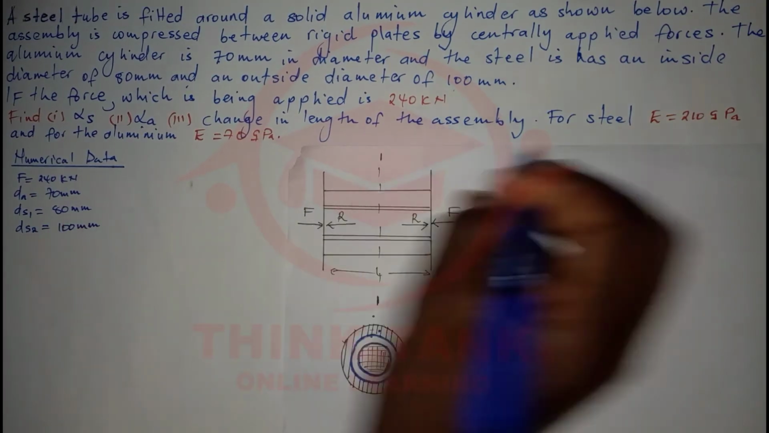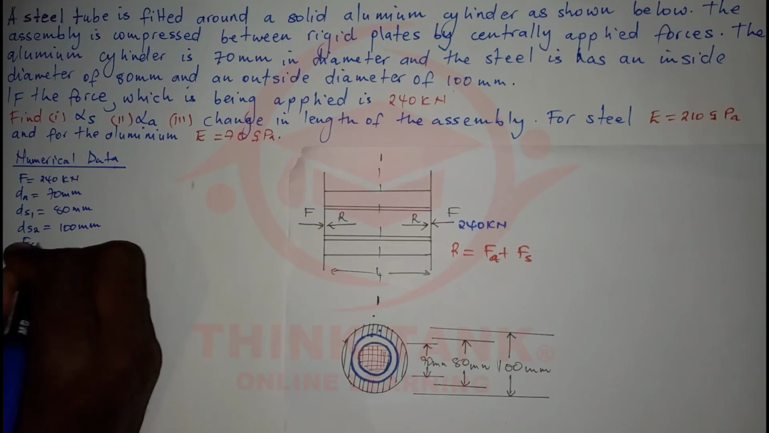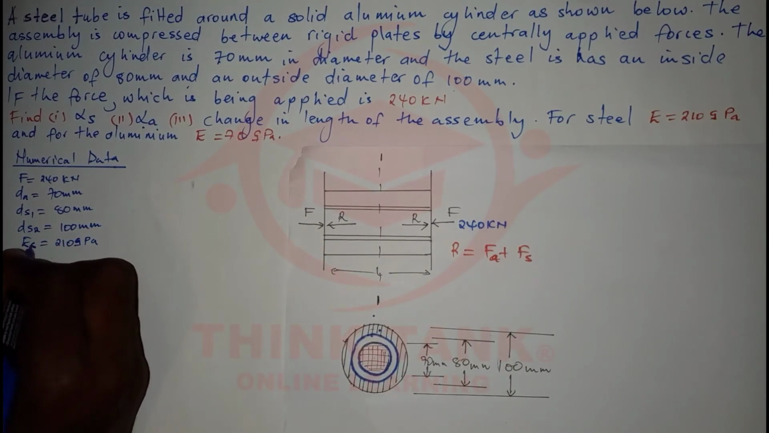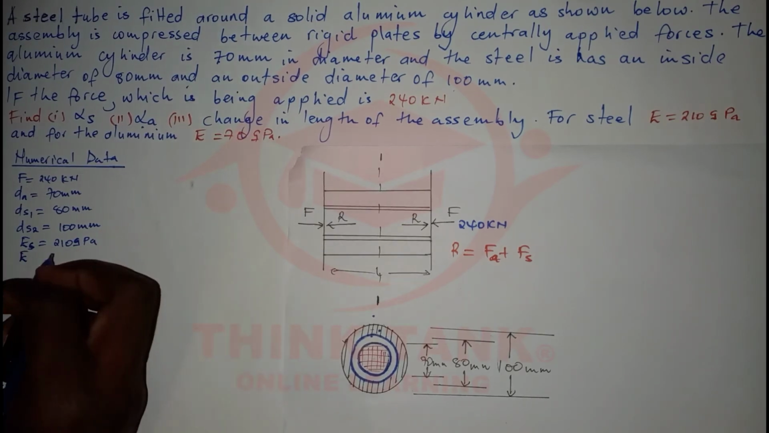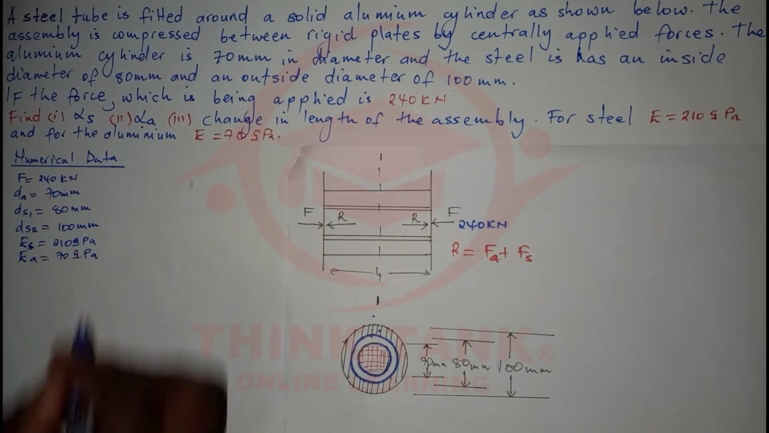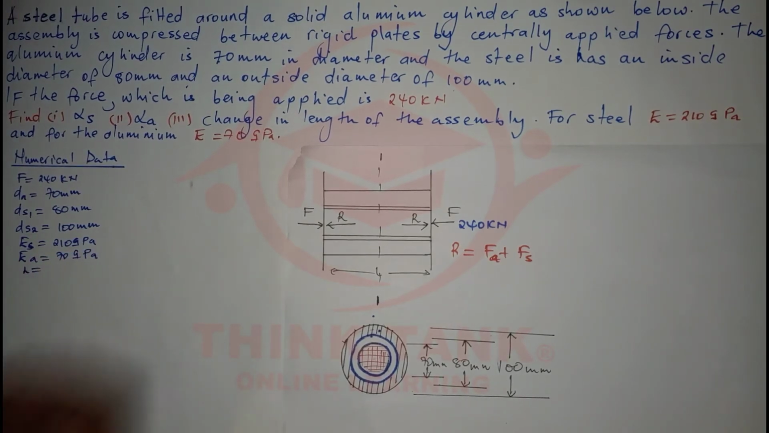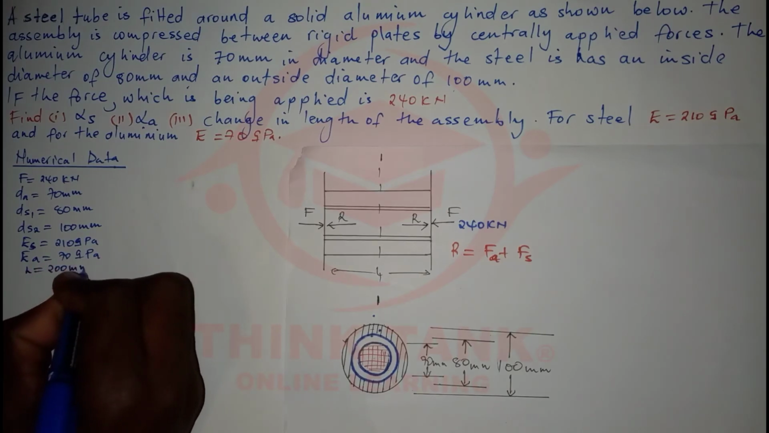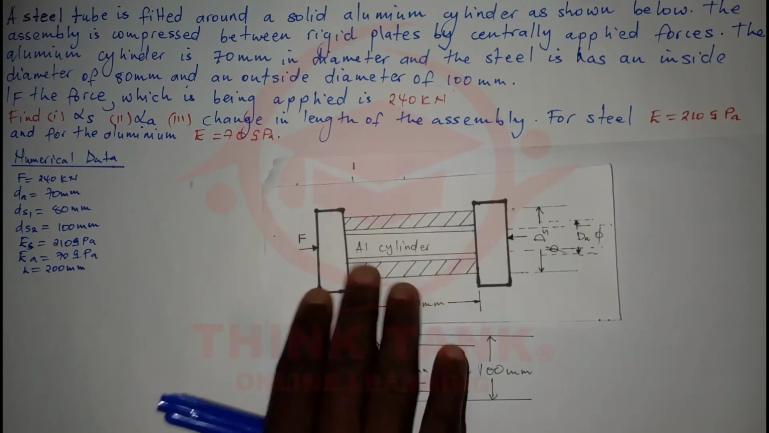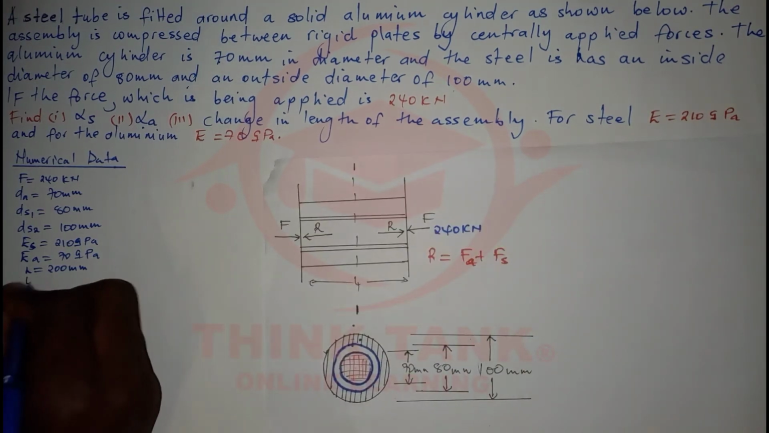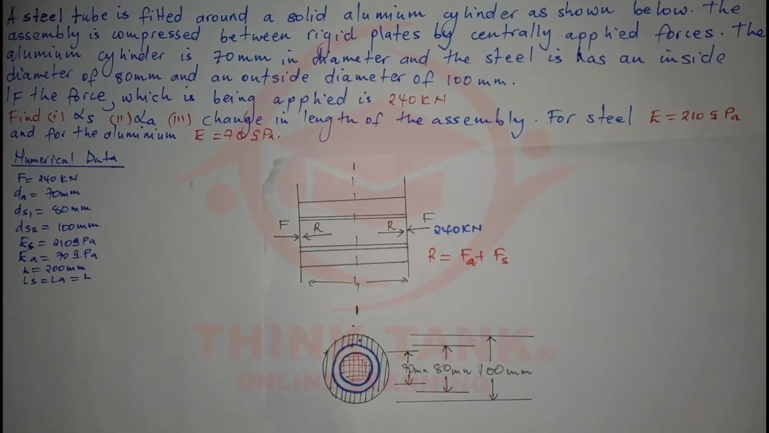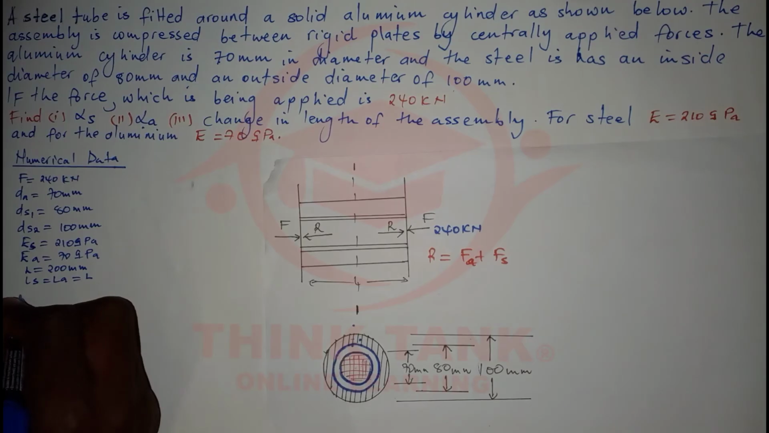Also given the Young's modulus of steel, so I'm going to write ES here, which is 210 gigapascals. And the Young's modulus of aluminum, which is 70 gigapascals. Just write the length: the length is equal to 200 millimeters. Since this is a cylinder, the length is going to be the same from here to here. So that means the lengths LS and LA should be equal to L. The other thing that we're going to need is the area.